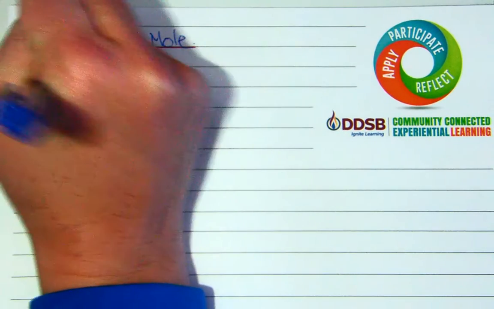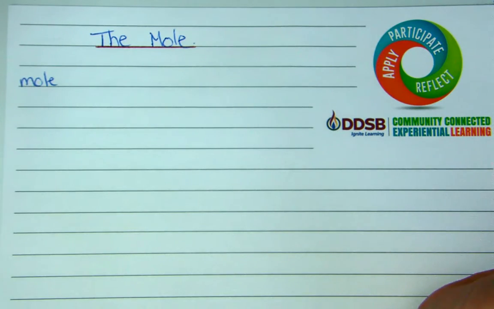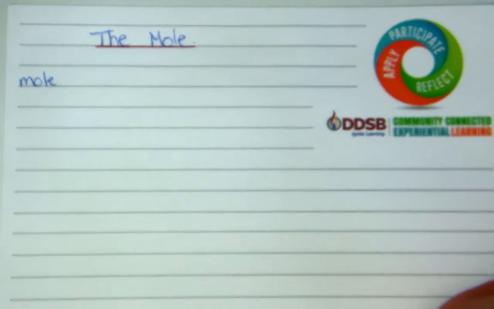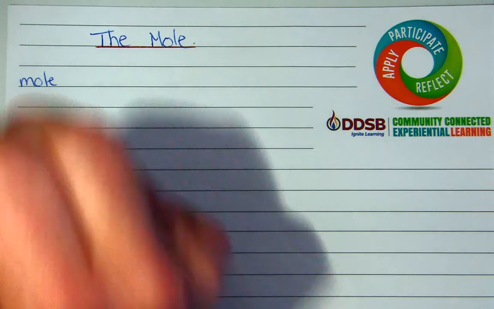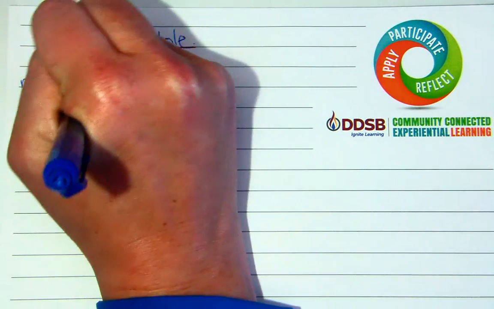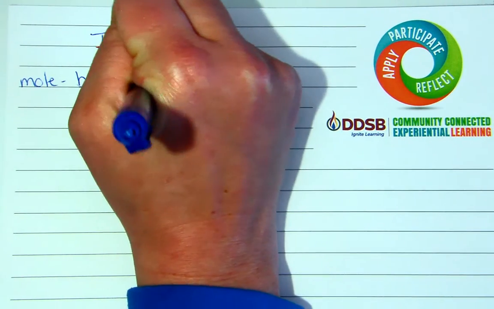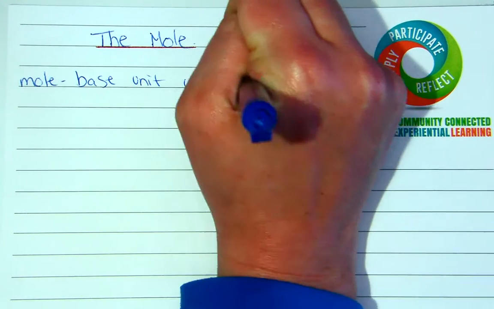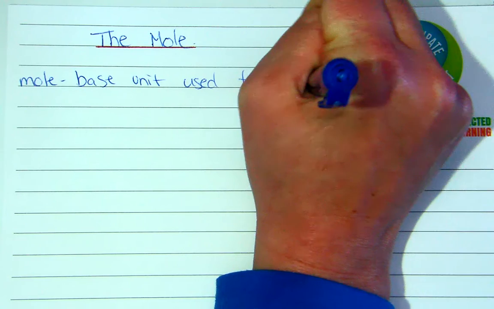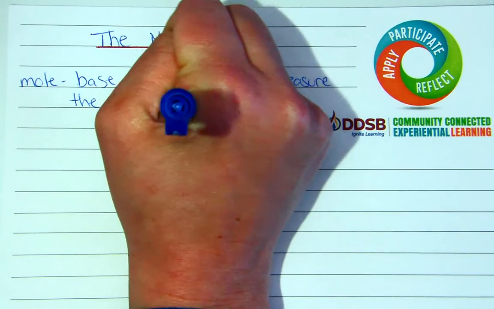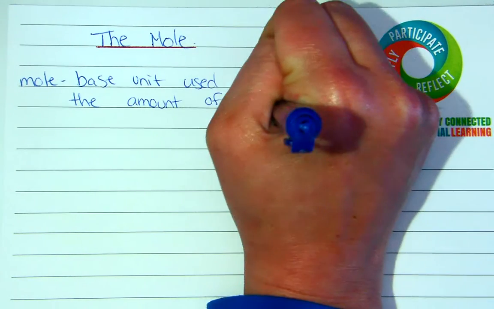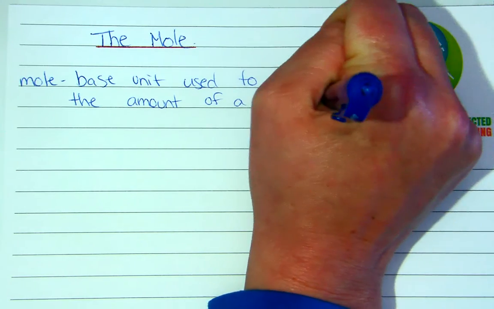So to start with our precise definition of the mole, I'm going to focus this here. And just bear with me, this is the very first video I've done, so hopefully it works out. Okay, a mole is defined as the base unit used to measure the amount of a substance.